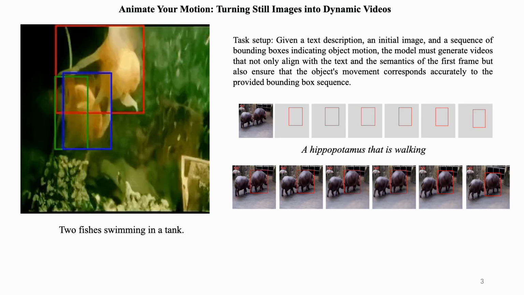In this work, we aim to study the possibility of conditioning the video generation on text, first frame, and also the bounding box sequence. So the task setup is: given a text description, an initial image, and a sequence of bounding boxes indicating object motions, the model has to generate videos that not only align with the text and the semantics of the first frame, but also ensure that the object's movement corresponds accurately to the provided bounding box sequence. On the left side is an example of our results. The text is two fishes swimming in a tank.